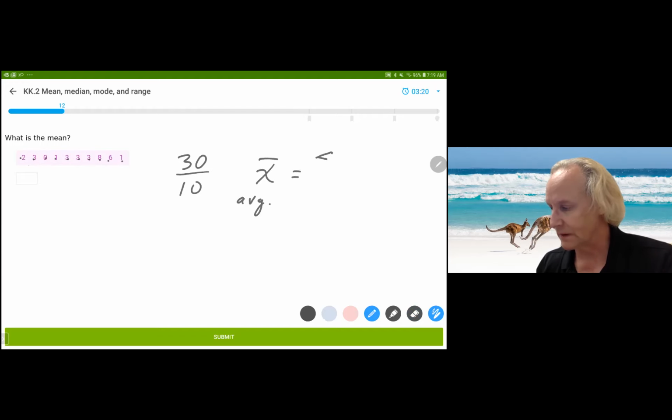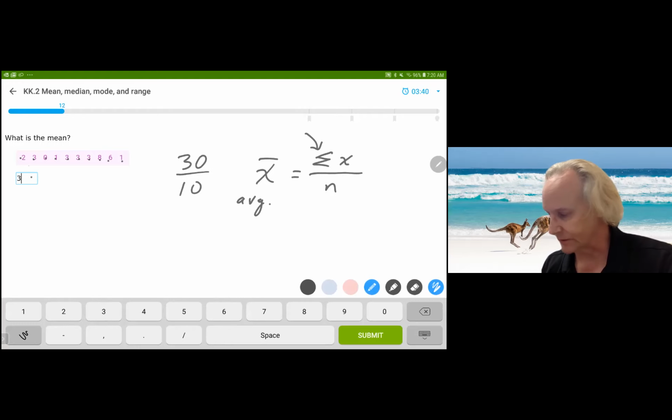We take the sum of all the x's. All that means is add them up. That's what it means when you see that symbol. I think it's sigma. And we're going to divide by n, the number that we get when we count them. So there you go. It's not that scary. Our average apparently is 3.